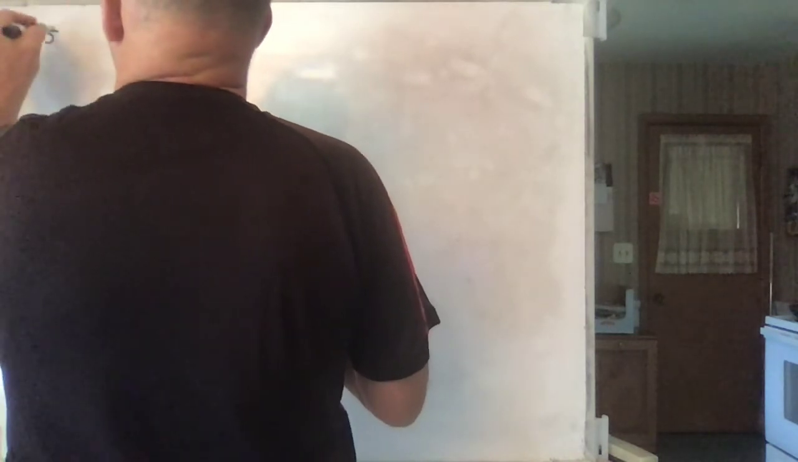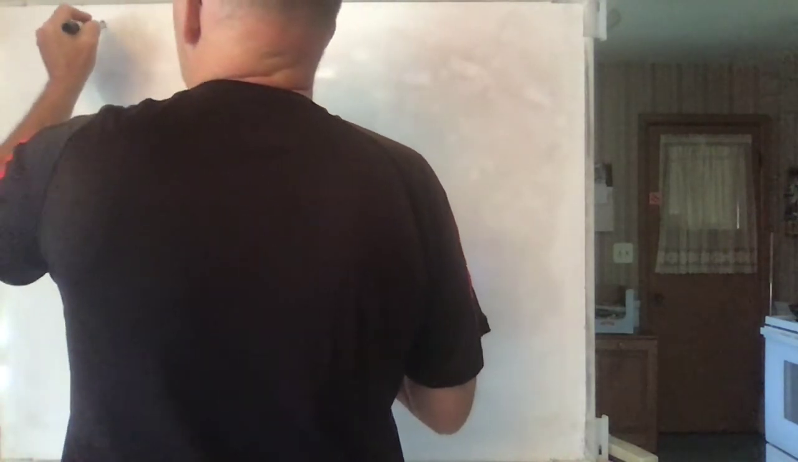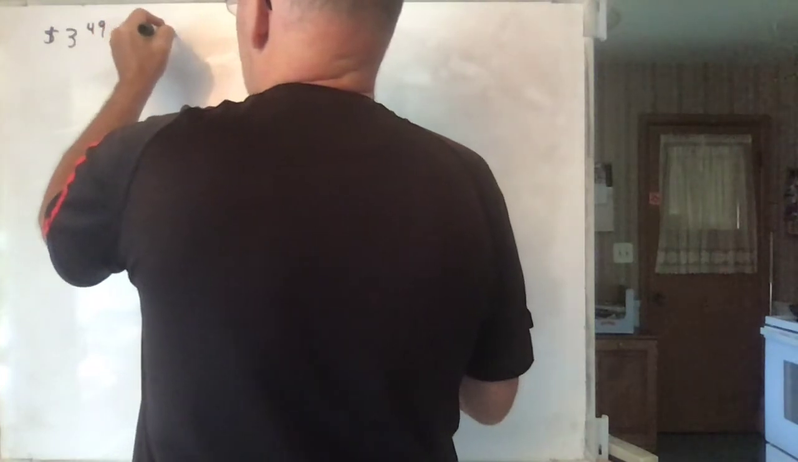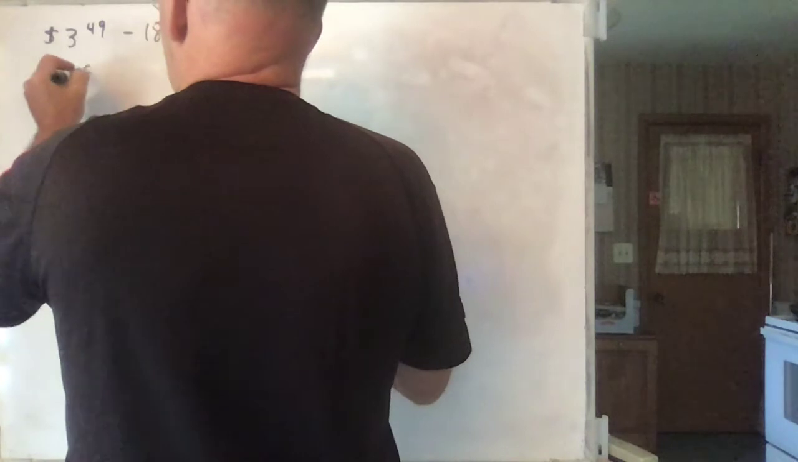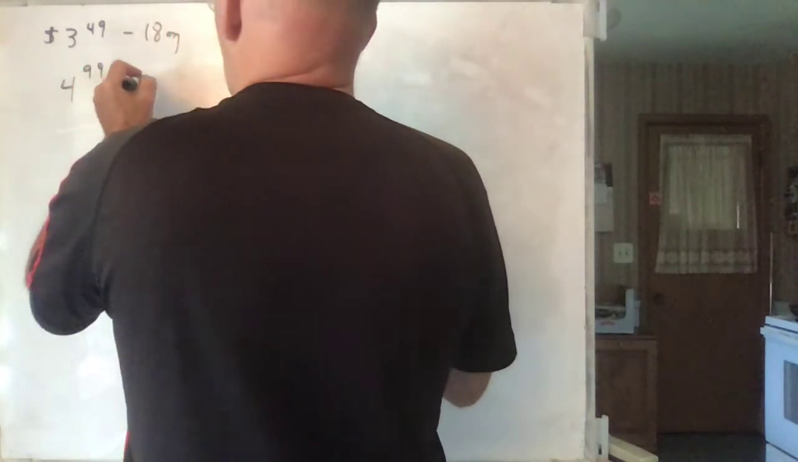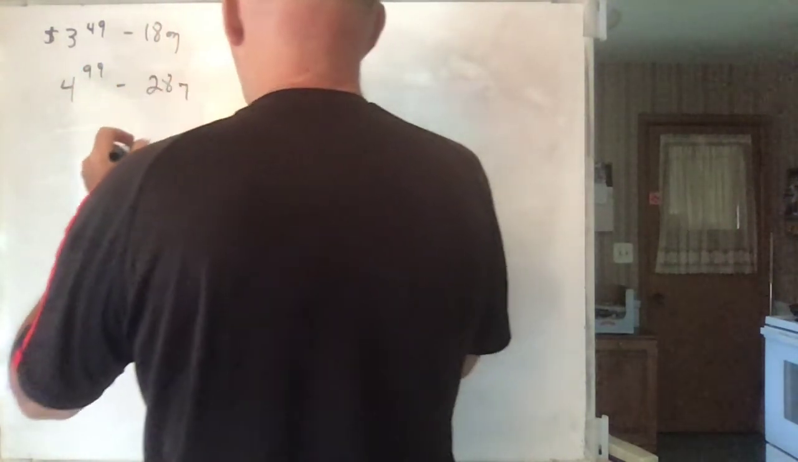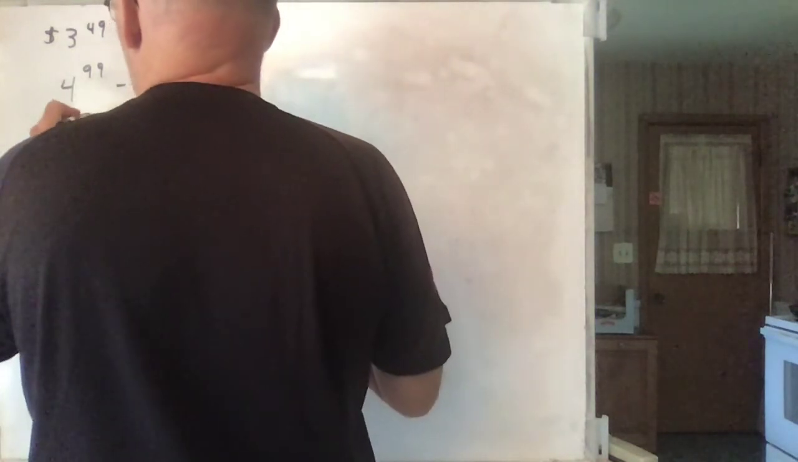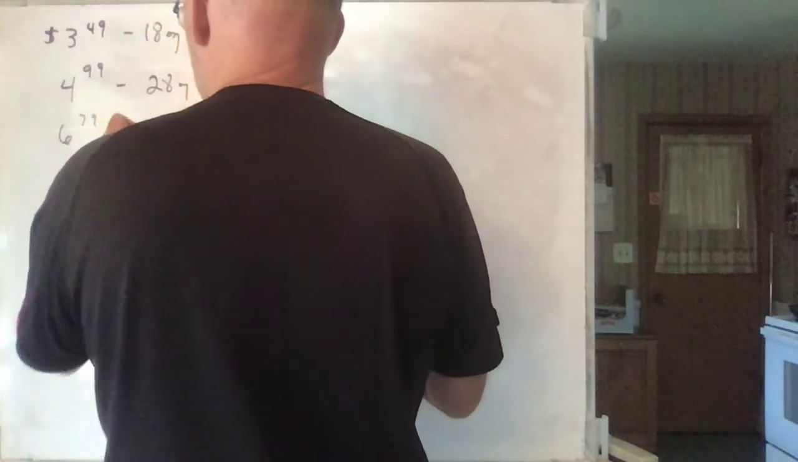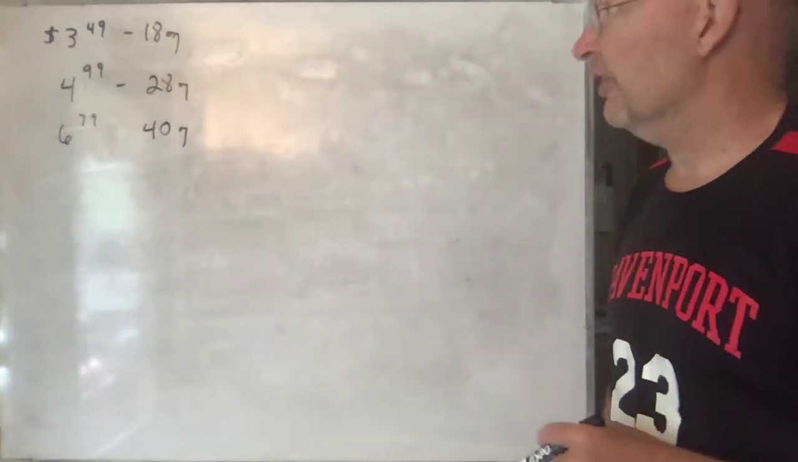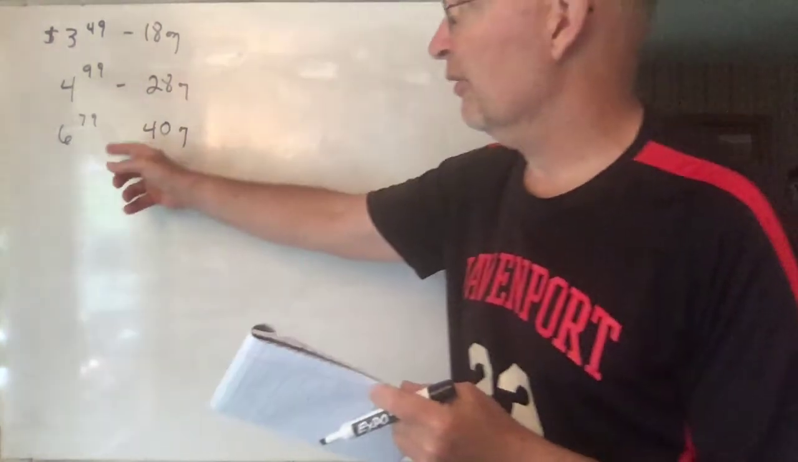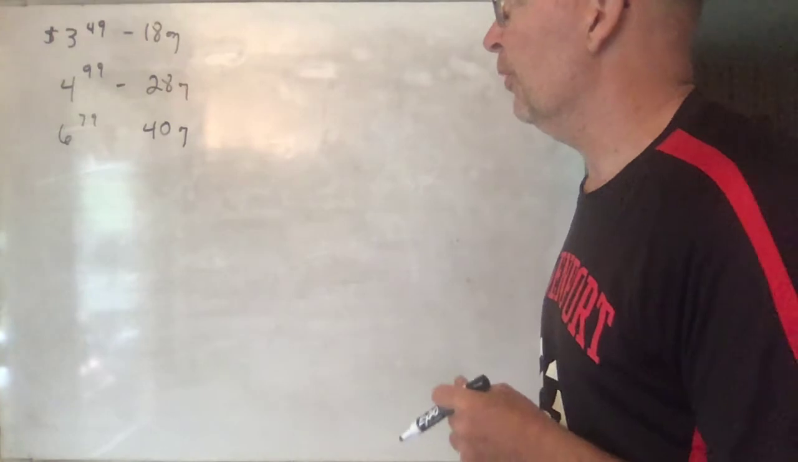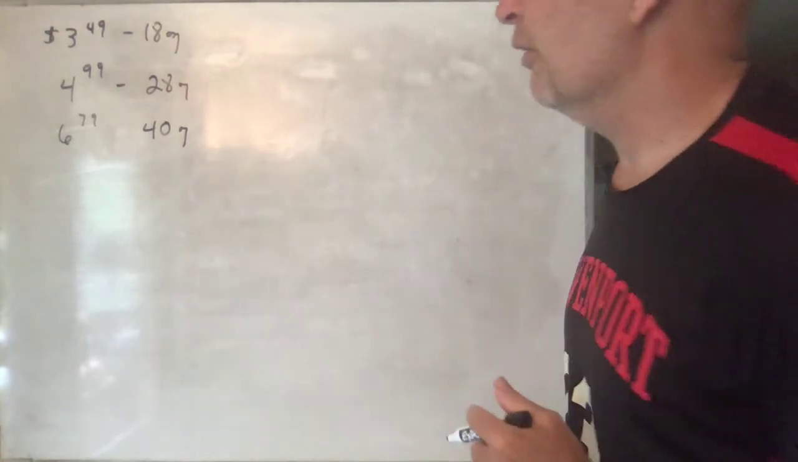You've got $3.49 for an 18-ounce jar, or $4.99 for a 28-ounce jar, or $6.79 for a 40-ounce jar. Okay, and you want to know basically which one is your best price. Typically in the grocery stores I go to, they actually have a little sticker down below that gives you the price per ounce, and that's what we're going to calculate here.